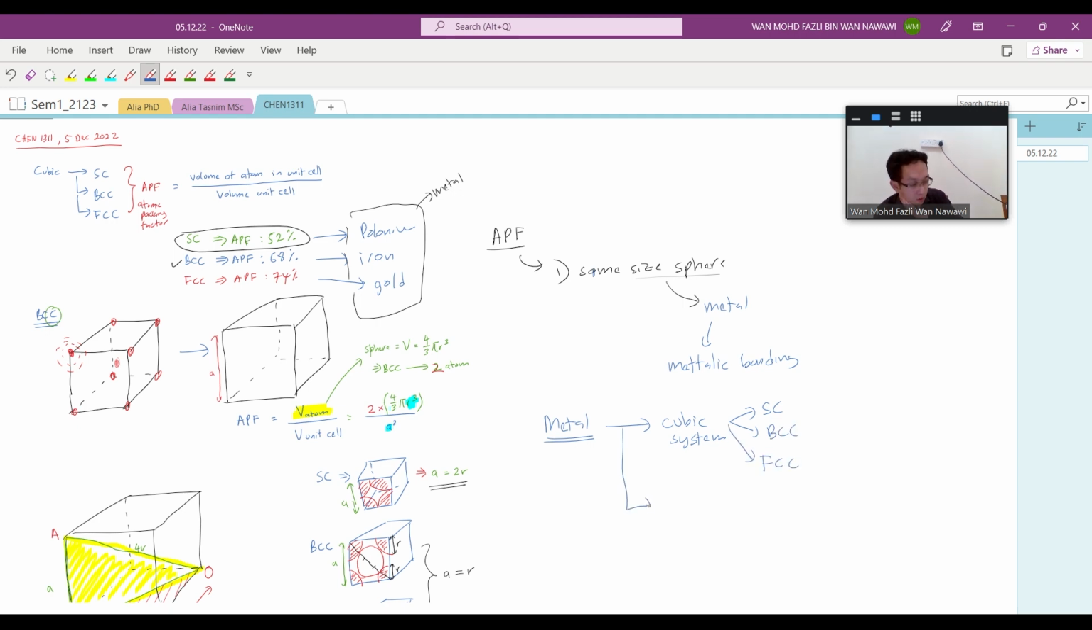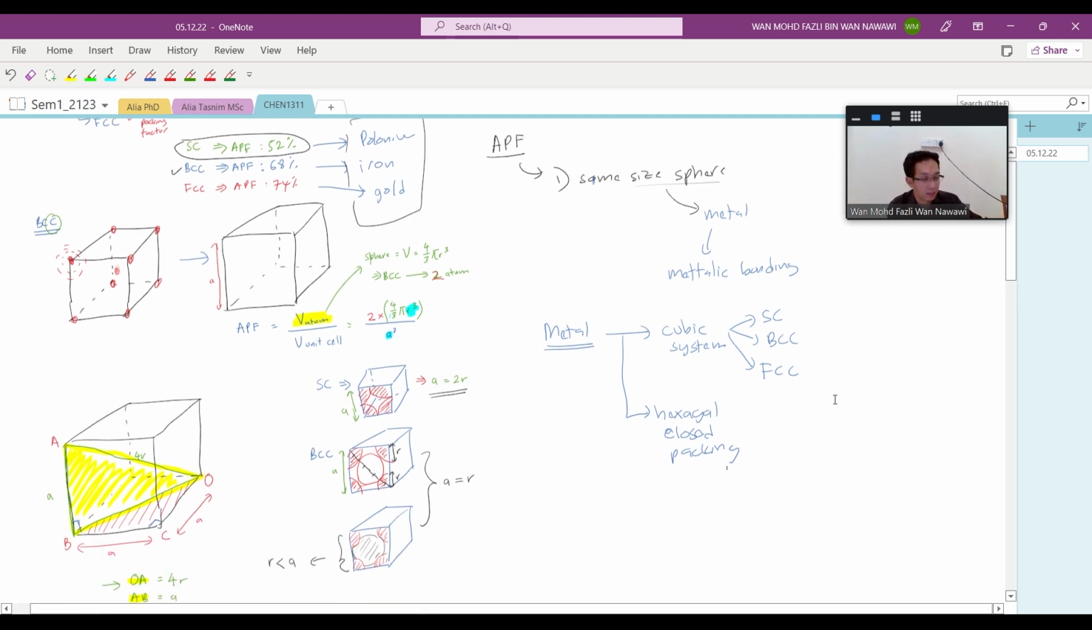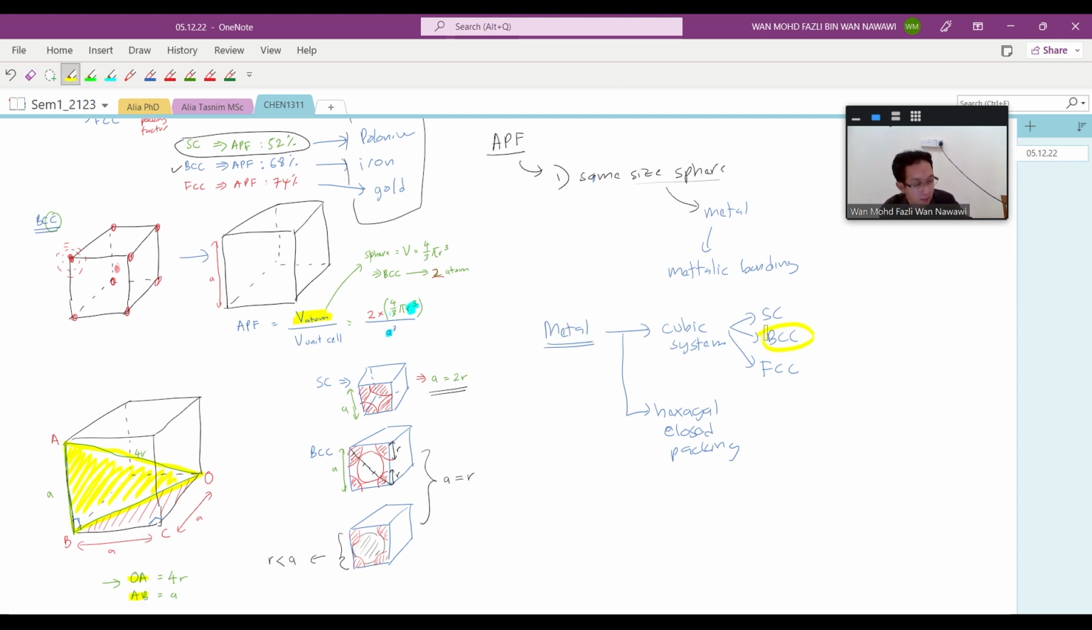And metals also have hexagonal close packing. So when we talk about metal, these are the common crystal structures for metal. The most common ones are body center cubic, face center cubic, and hexagonal close packing. For simple cubic, there is only one, which is polonium, because we have learned before that simple cubic is not stable, and also the atomic packing factor is very low, it's not efficient packing.